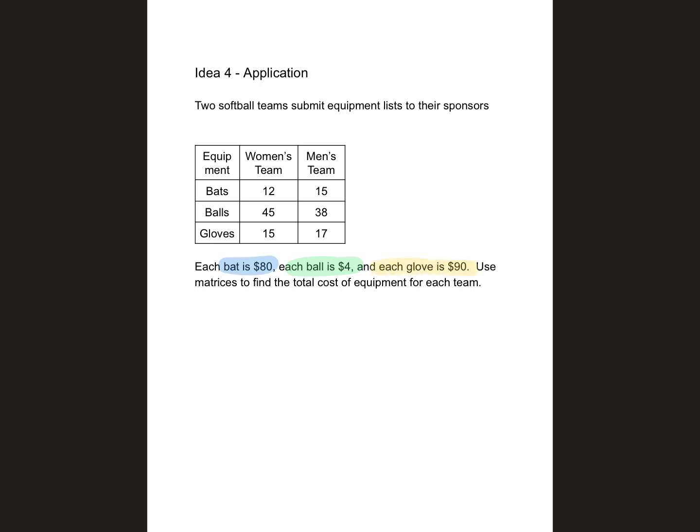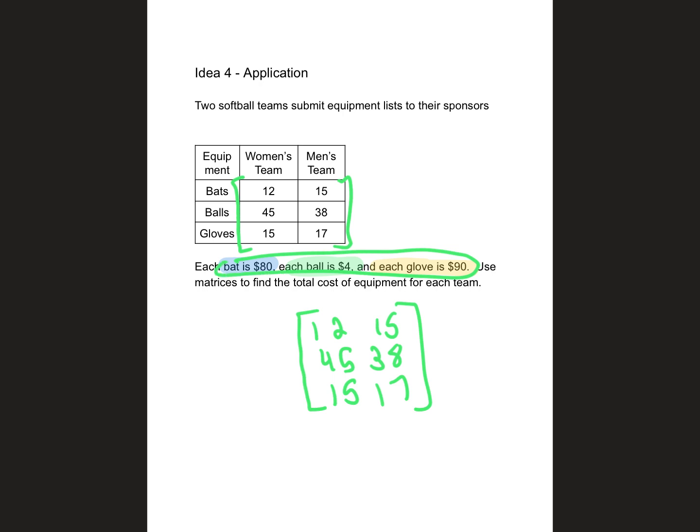Okay, so what we're going to do is turn this into a 3 by 2 matrix. So I have 12, 45, 15, 15, 38, 17. And if I want to find out how much each one costs, I'm going to use this information to write a matrix where I have $80, $4, and $90.